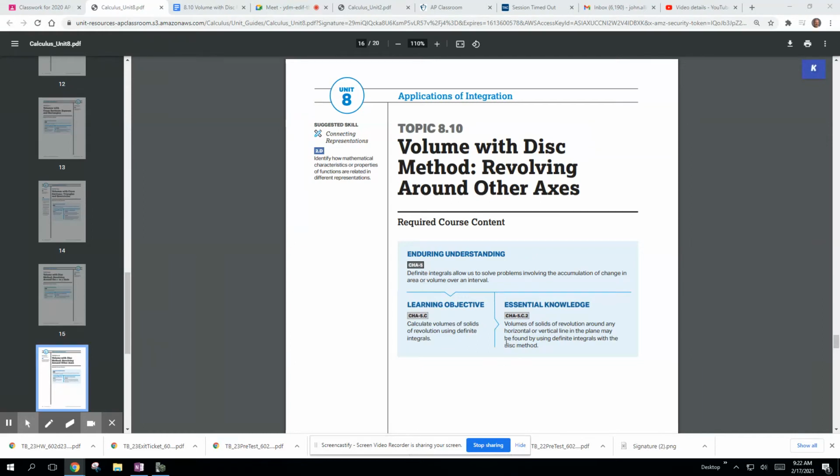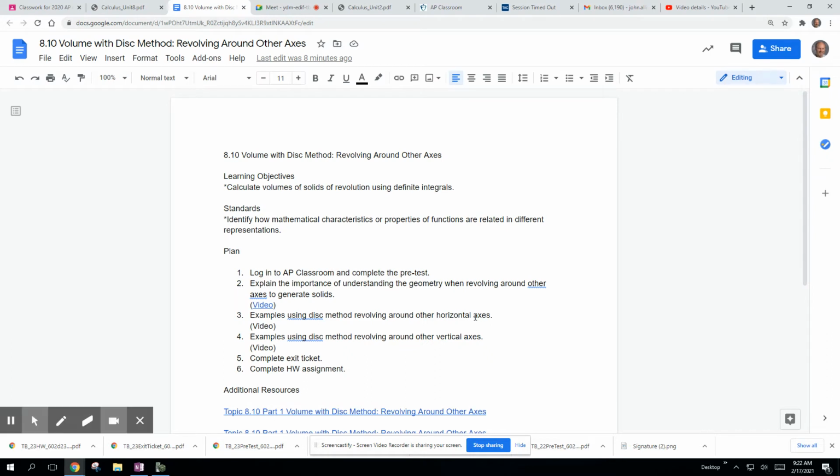Okay, this is part 2 of our lesson 8.10 AP Calculus Curriculum, volume with disk method revolving around other axes. We're calculating volume of solids of revolution using definite integrals. This time we are going to do a couple of examples using the disk method to revolve around other horizontal axes, not the x-axis or the y-axis.